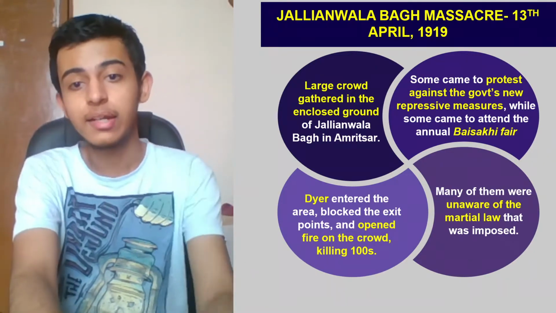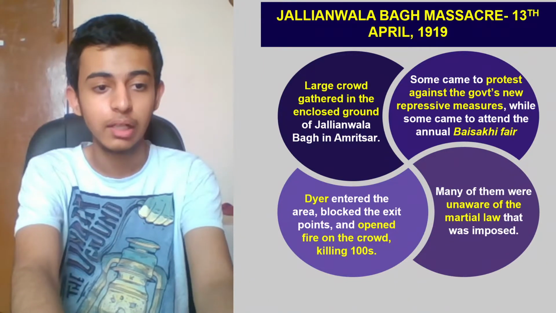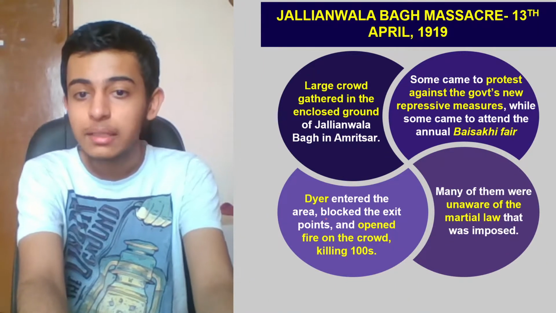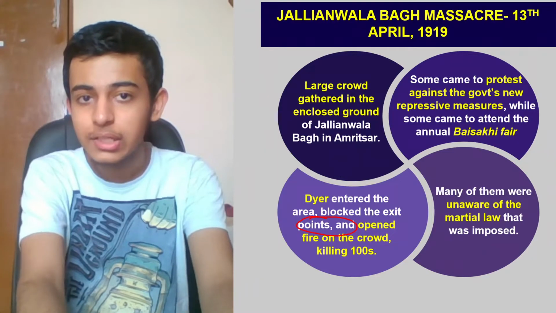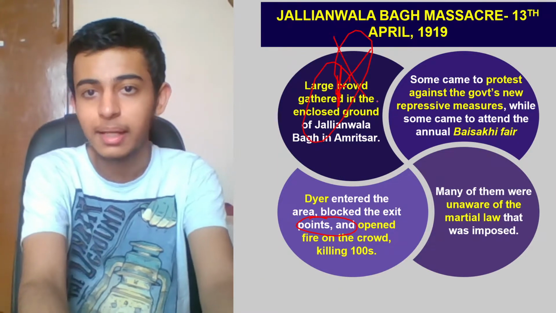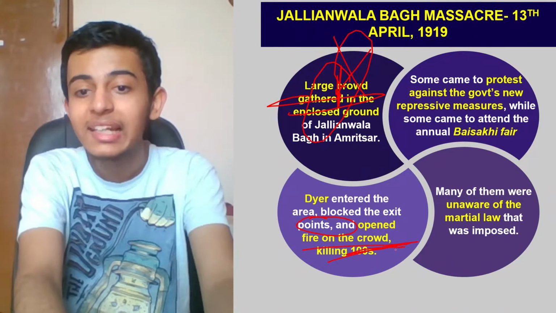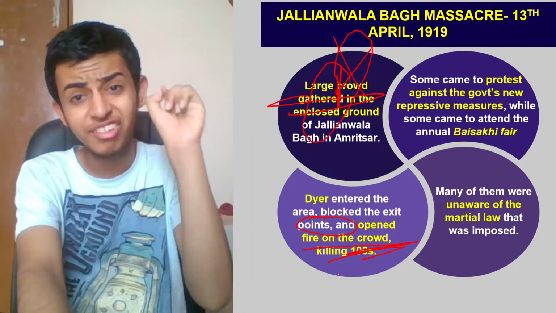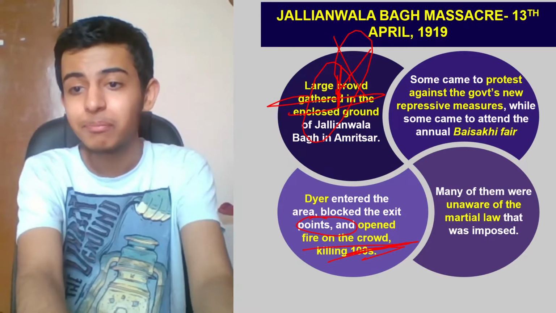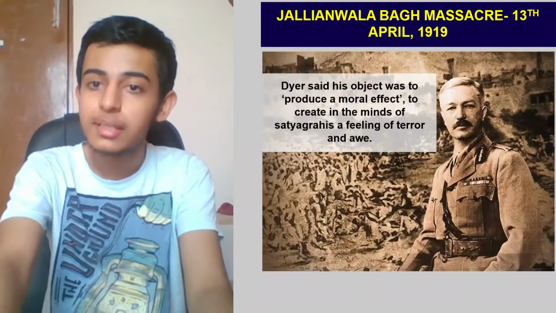Dyer entered the area. Dyer is the name of the general. He blocked the exit points. Suppose this is the entry and this is the exit, so he blocked them. He did not allow the people to go. He opened fire on the crowd, killing hundreds. So hundreds of people were killed, right? Many of them were unaware of the martial law that was imposed.